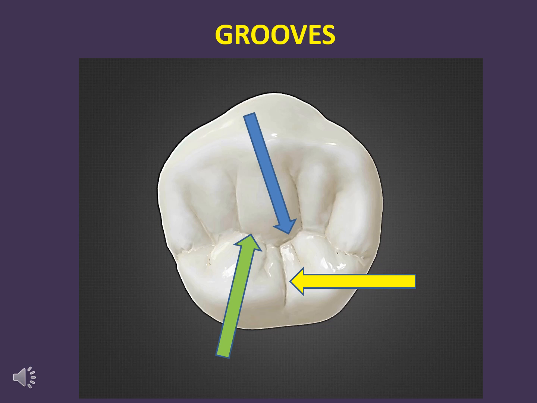The blue arrow indicates the distal developmental groove. It extends from the central pit to the distal triangular fossa, whereas the yellow arrow indicates the lingual groove. It extends from the central pit and travels between the two cusps, the mesiolingual cusp and the distolingual cusp, till the lingual surface. All three developmental grooves converge at the central pit, giving a Y-shaped appearance. Other than this, there are a few supplementary grooves over the surface of the crown.